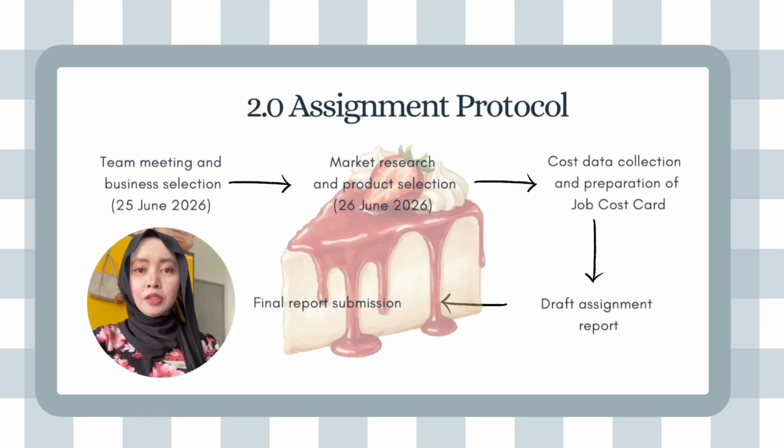Moving on to section 2.0, assignment protocol, I would like to guide you through our step-by-step workflow. First, on the 25th of June 2026, we initiated our project with a team meeting to discuss and finalize our business selection. Second, on the 26th of June 2026, we conducted market research which led to our final product selection.